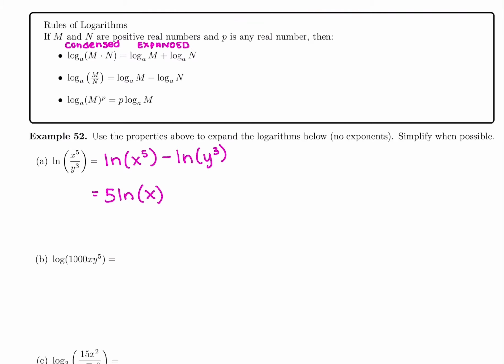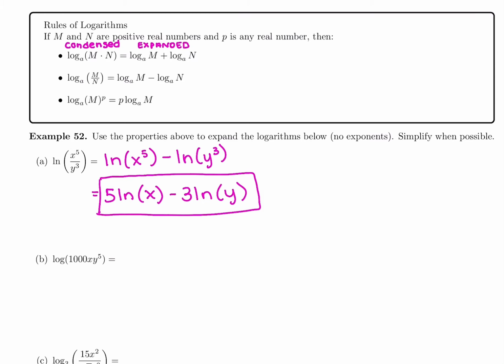Same thing with my next log term. We have a y cubed on the inside. There shouldn't be any multiplication, division, or powers left. And there is still a power, so we're going to bring the power out front as being multiplied. So we have minus 3 ln of y. Now when you look inside each log, you just have an x in the first one and a y in the second one. So there's no multiplication, division, or powers.